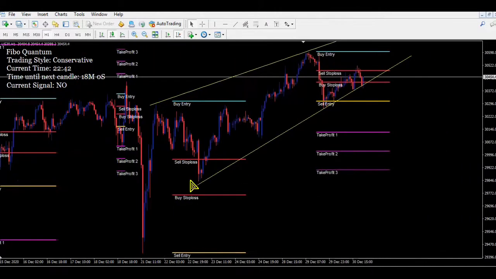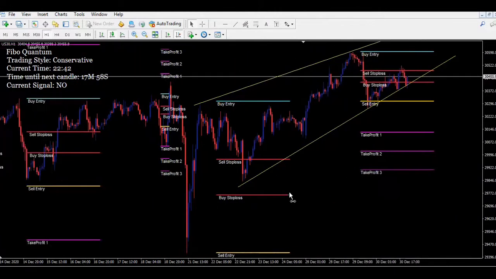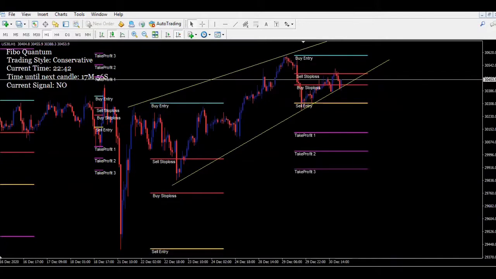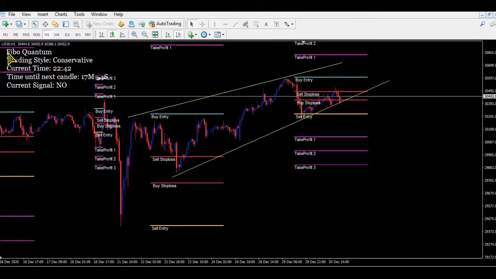All right, so well, on my side, that's it for me, guys. That's all I wanted to show you. I wanted to show you how to analyze the US30 using the system.